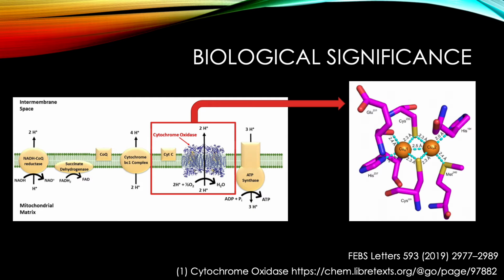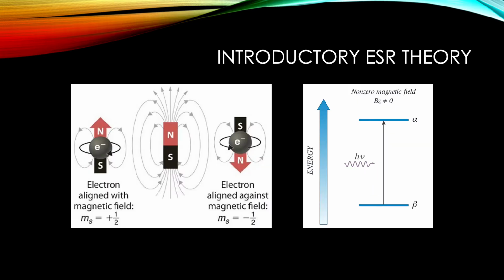So now that we understand some significance of our study and copper itself, let's dive into the theory of ESR and what it is exactly. As you may know, electrons have the intrinsic property known as electron spin, which means they behave kind of like a bar magnet in a magnetic field. They can exist in the spin up alpha position or the spin down beta position.